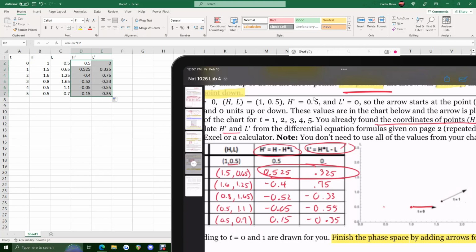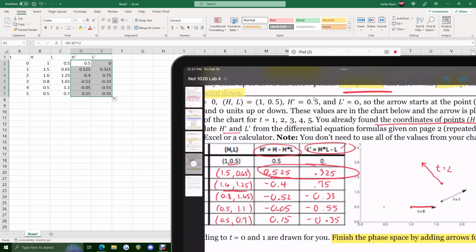And now let's do the next one. 1.6 and 1.25, we're now up here. Because it's a negative H prime, negative 0.4, we want to go backwards by 0.4, so to the left by 0.4. So we're going over here, roughly, and then up just by 0.75, which is a lot in this scale. So we're going up all the way to about 2 here. That's the base. We draw a little arrow, put an arrowhead there, and that's time 2.